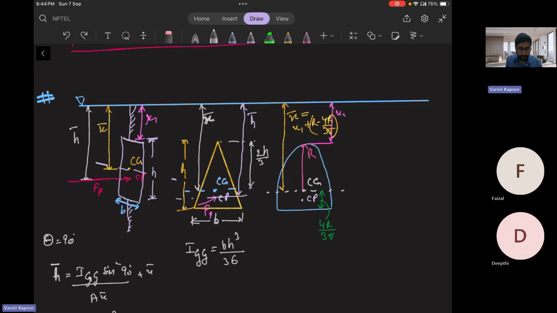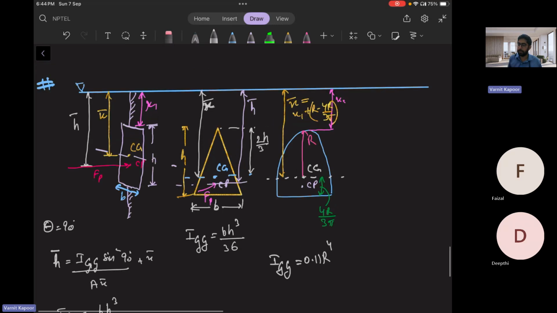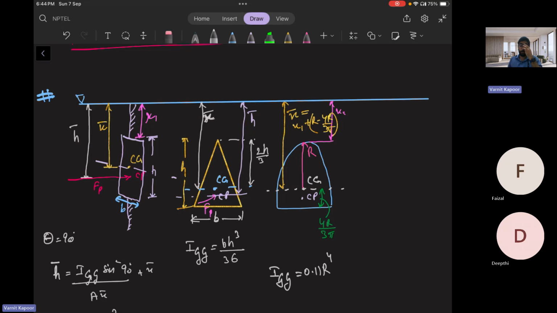My expression of IGG will be 0.11 r to the power of 4, where r is the radius of the semicircular plate. And suppose instead of a semicircular plate, I have a trapezium plate.